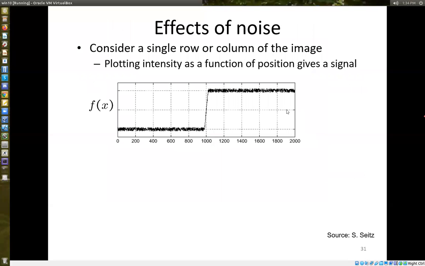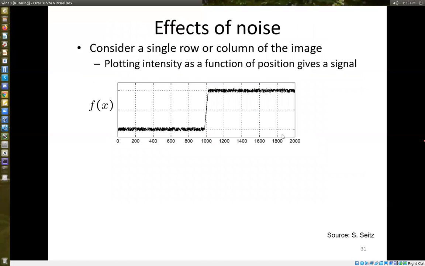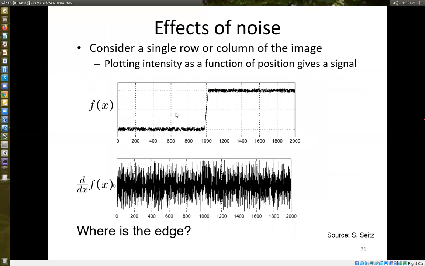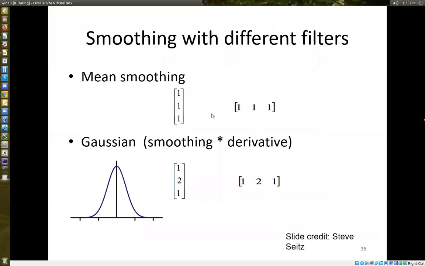But the problem is that if we do this alone, I mean, a horizontal derivative and a vertical derivative, and then compute the magnitude, we may have a problem if the image is noisy. For example, if the signal is quite noisy, the derivative itself is almost drowned in noise, where you cannot see the transition anymore. So what we can do is some smoothing.